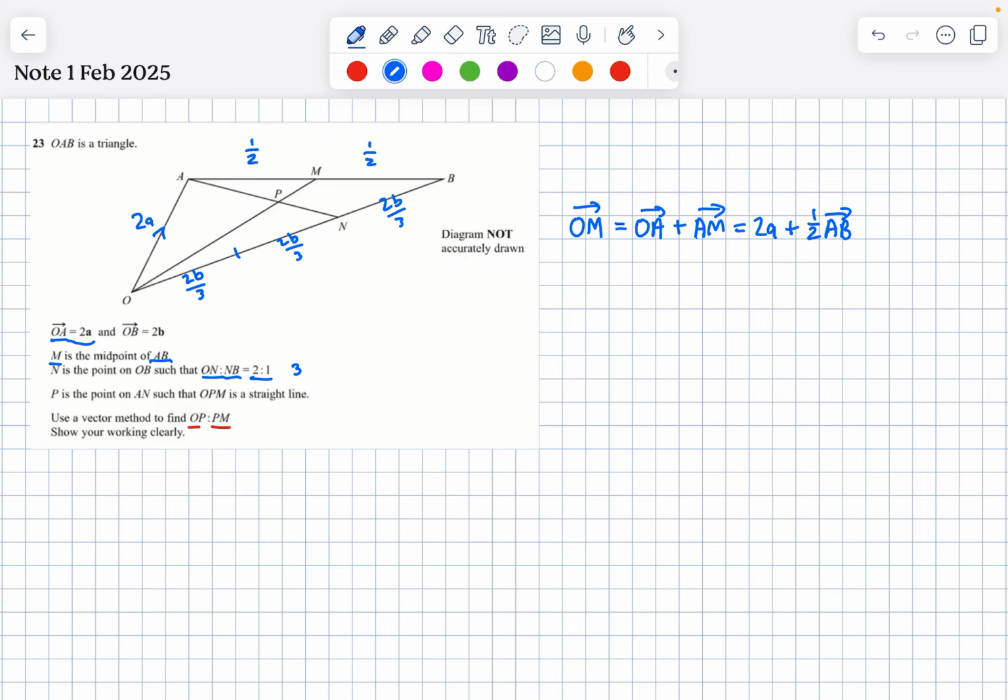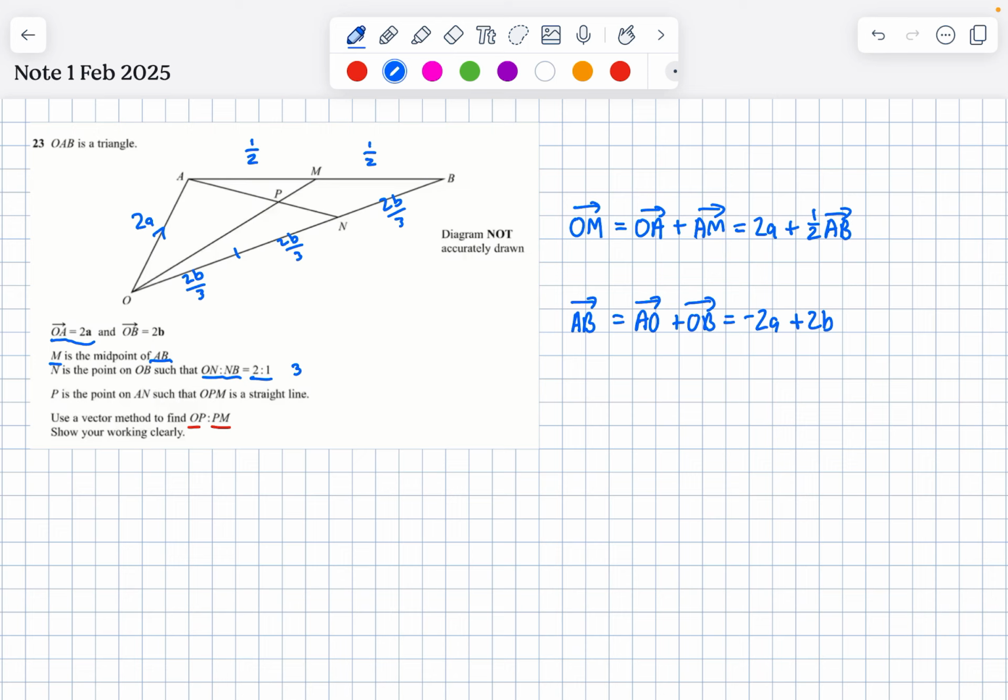So let's define what AB is. I'm going to go from A to O and O to B. A to O is the opposite direction, so remember, when I go in the opposite direction, it's going to be a negative vector. So that means I'm going to have minus 2A plus 2B. Well, now I've got AB.